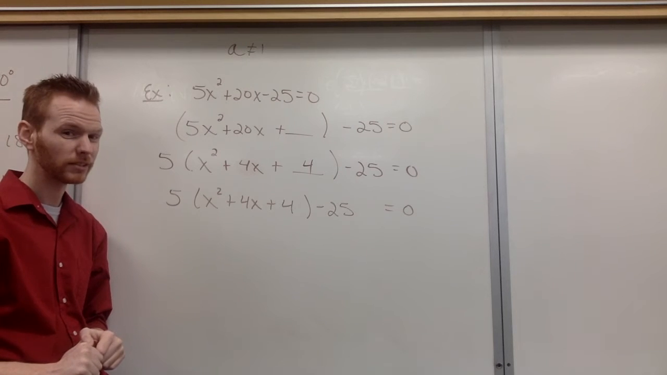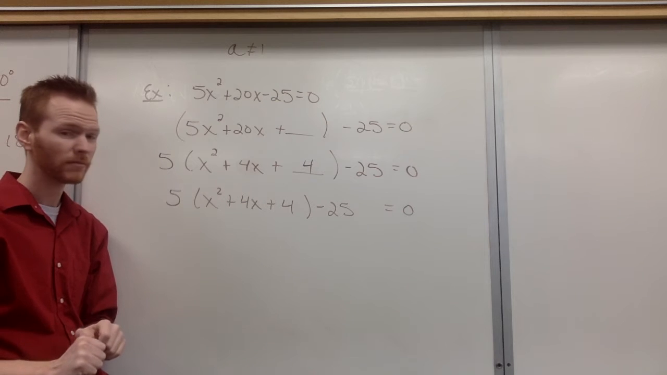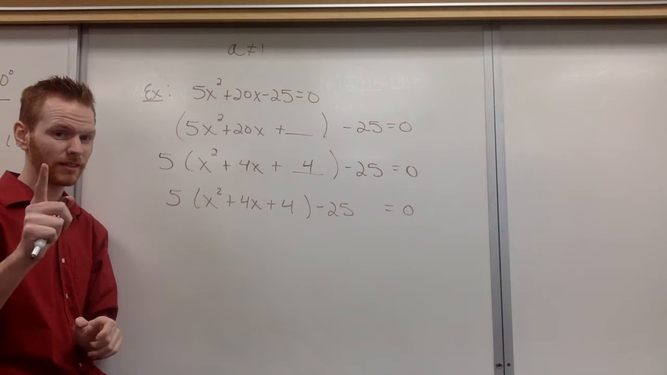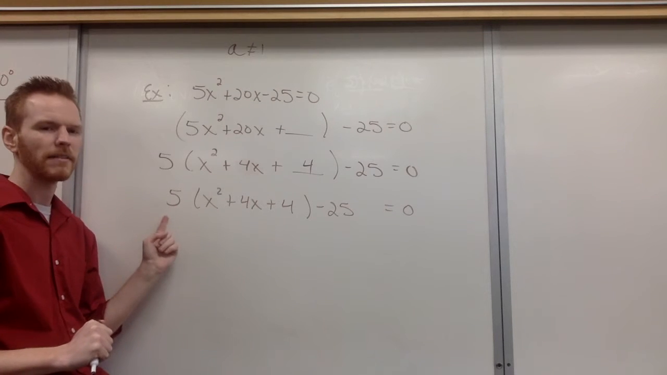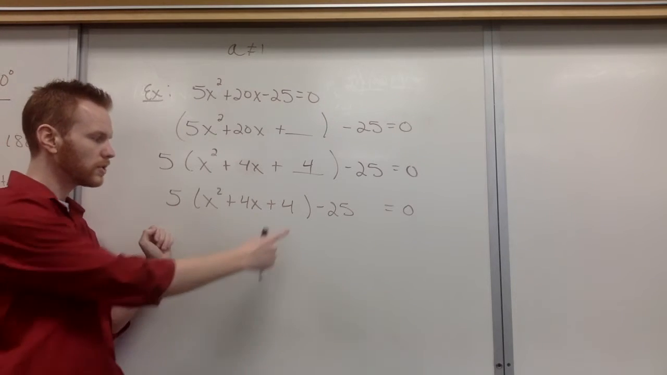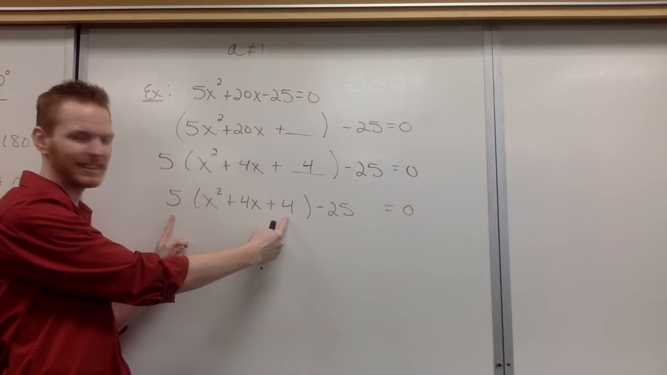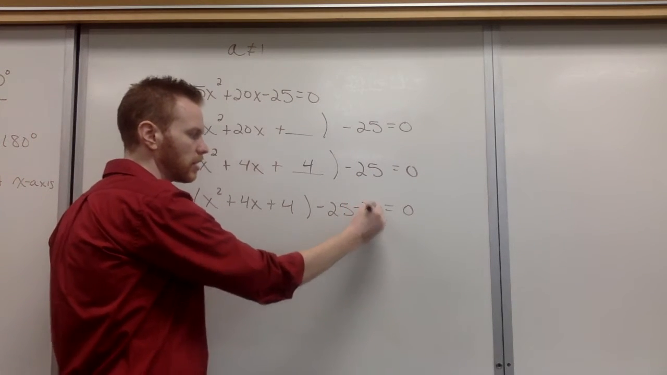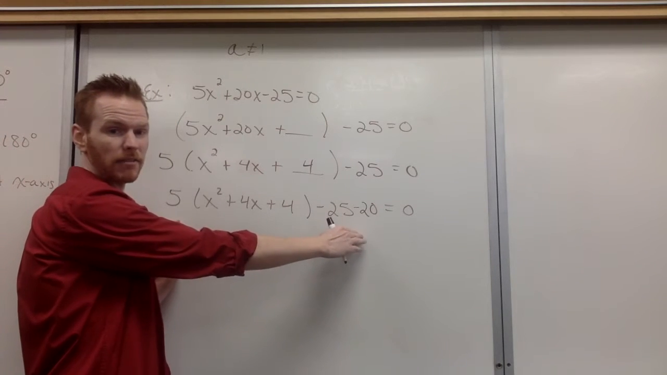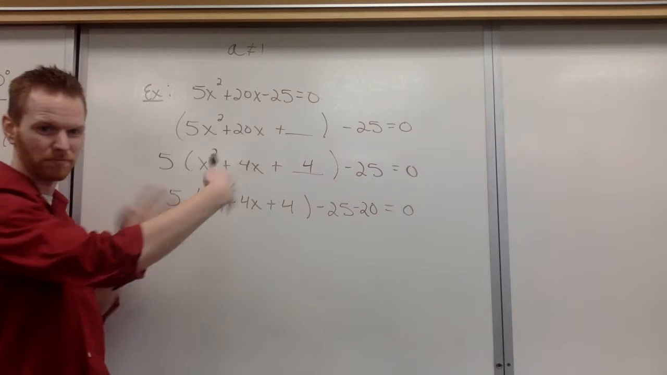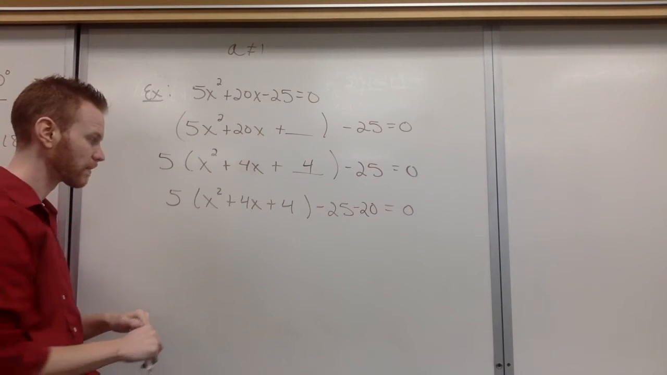Why can't I just take that number and subtract it? That's right, I have a 5 out here. I factored a 5 out. Is this really a 4? No, it's actually a 20. So I want to subtract 20 on the outside here. Now, if I combine everything, multiply, and make everything nice, it's going to be the original equation all over again.